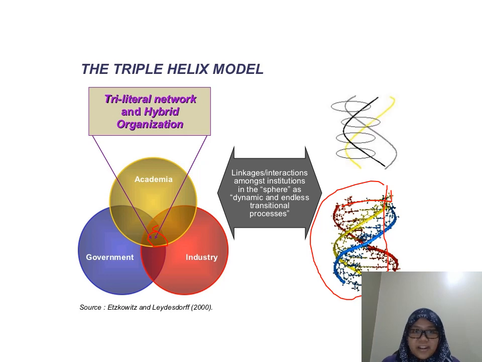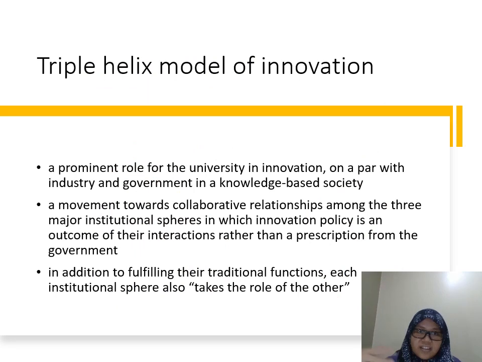And then why the current triple helix model is important. Let's look at the further discussion. This triple helix model of innovation showed that the university has a prominent role in innovation. It is on par with industry and government, especially in this knowledge-based society. So it is a movement towards collaborative relations among these three major institutional spheres, in which innovation policy is an outcome of their interaction rather than the prescription from the government, which is what we saw in the statist model.